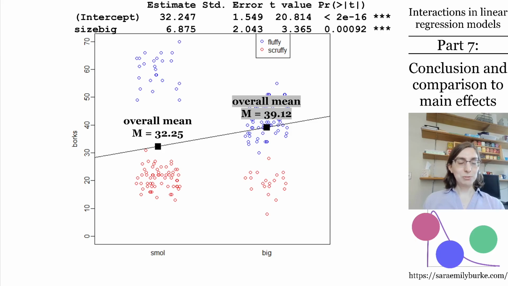The overall mean for the small dogs was 32.25, and the overall mean for the big dogs was 39.12. 32.25 is the intercept that we got from that regression model, and 6.88 represents the difference between this 32.25 and this 39.12. So there's nothing wrong with this regression model. It answers the question that we asked, which is what's the overall difference between the big and the small dogs, completely ignoring their fur type.